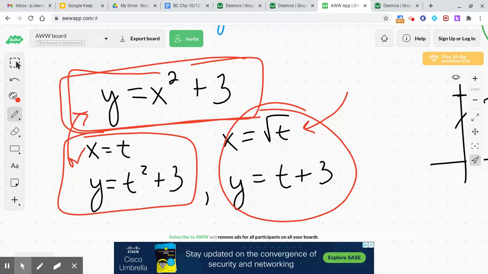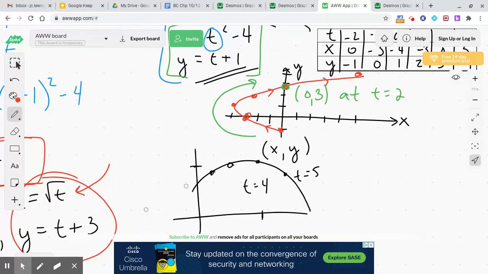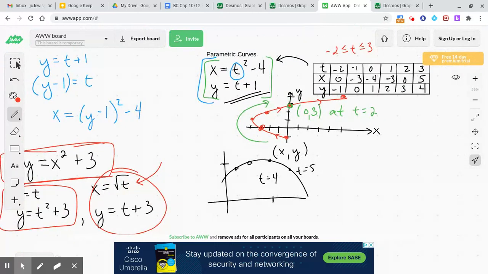All right, so a little bit of an intro into parametric curves, what they look like graphically, and how to think about them.